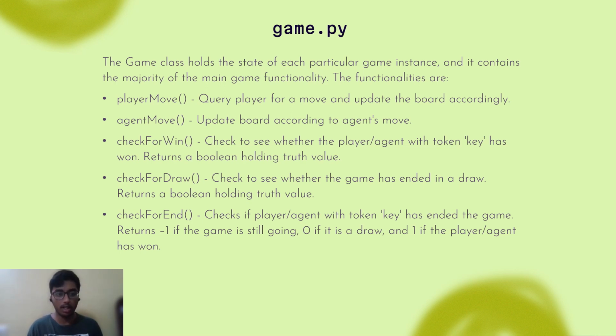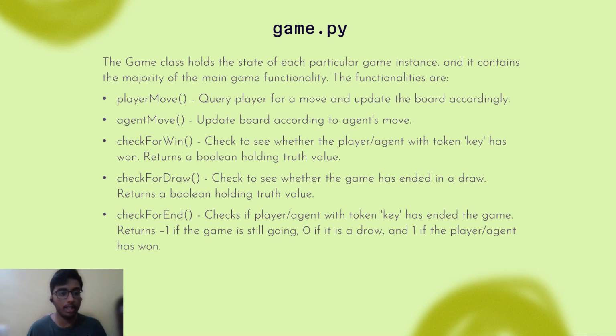If there is a teacher, then we query the teacher to make the move and update the board. Otherwise, we print the board, then we tell the player to make the move, and we also check if the input they give is in the correct valid format. Then the next function is agent move. What this does is it updates the agent's moves.